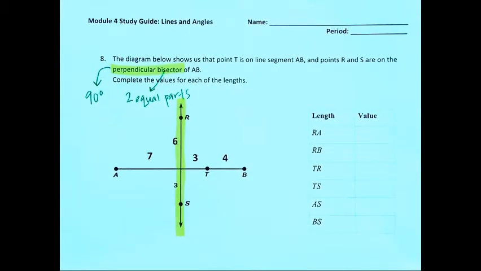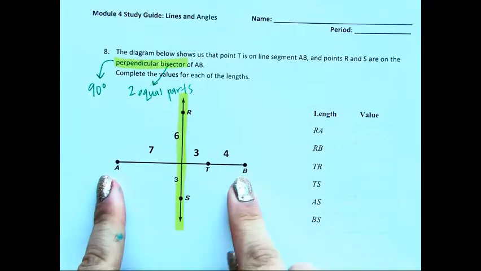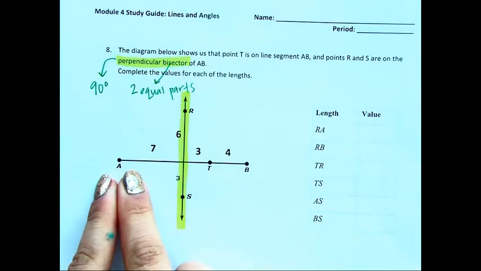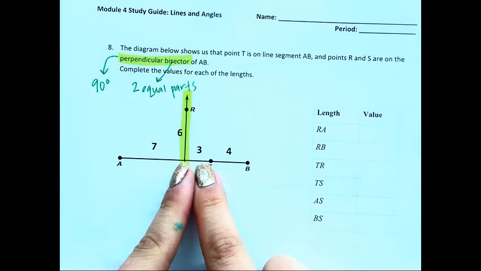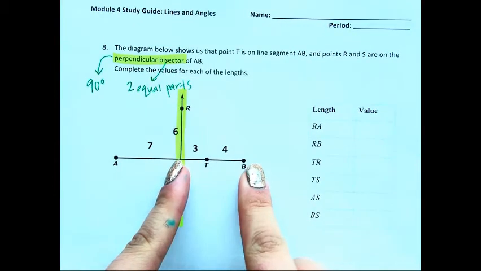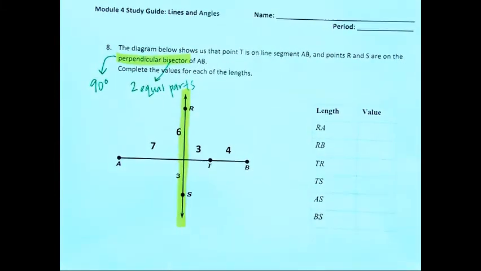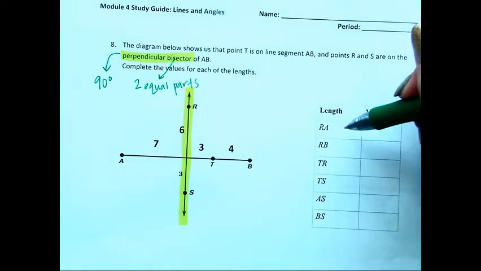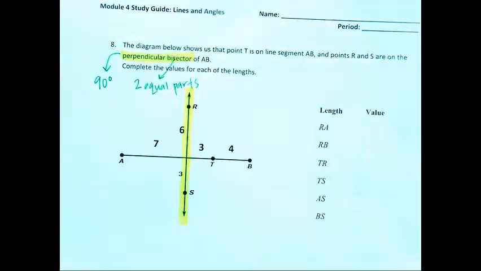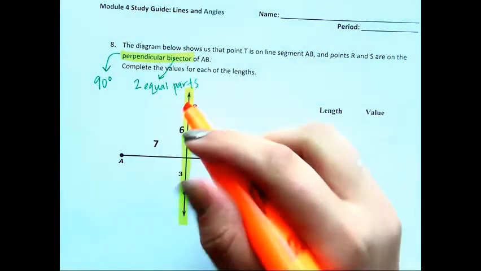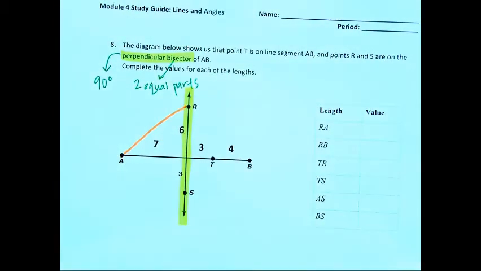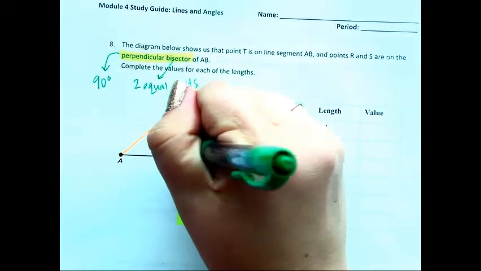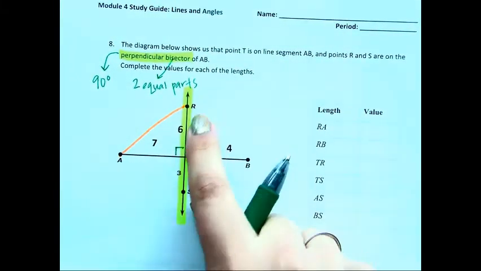And what it's doing is it's cutting this segment AB into 2 equal parts. So you guys can see that from A to the middle here it's 7. And then from the middle here it's 3 plus 4, which is also 7. So it is cutting it into 2 equal parts. So to find RA now, I'm looking for the distance between R and A here, that portion. But I know I have a perpendicular bisector. As you guys can see, this is a triangle.